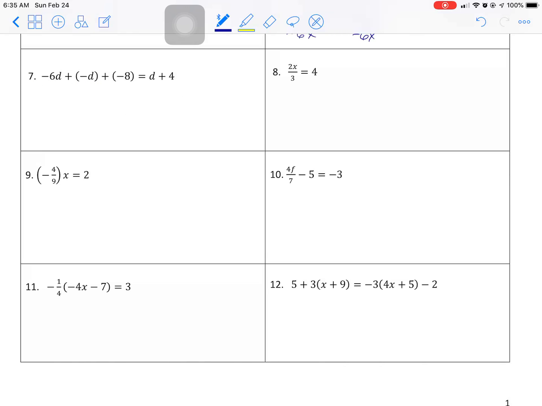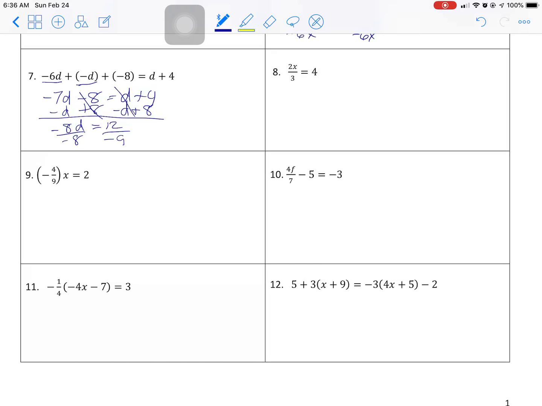All right. Negative d plus this d is negative 7d. I'm just going to put minus 8 equals d plus 4. All right, so d goes back over here and the 8 goes that way. So let's move the d. All right, and then move the 8. So I'm going to get a negative 8d equals 12.